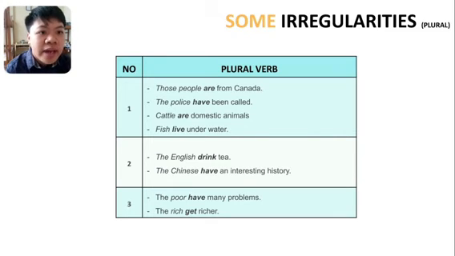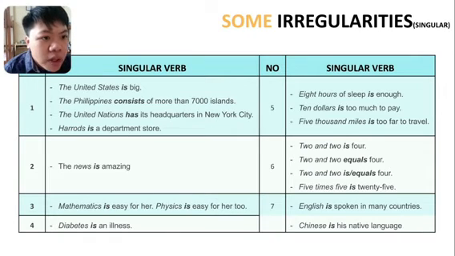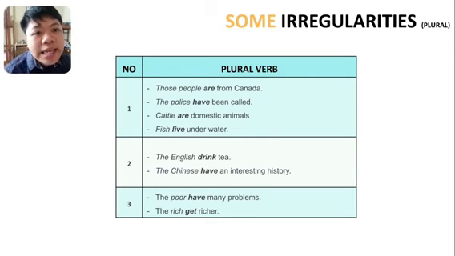Okay, so for number 2, the English drink tea. The Chinese have an interesting story. Okay, let's take a look back. For number 7, English is spoken in many countries. Here the English is the language, not the people. But for this one, the English drink tea, the English here is the people, the English people, but they do not say English people, they just say the English drink tea, so it's considered plural.